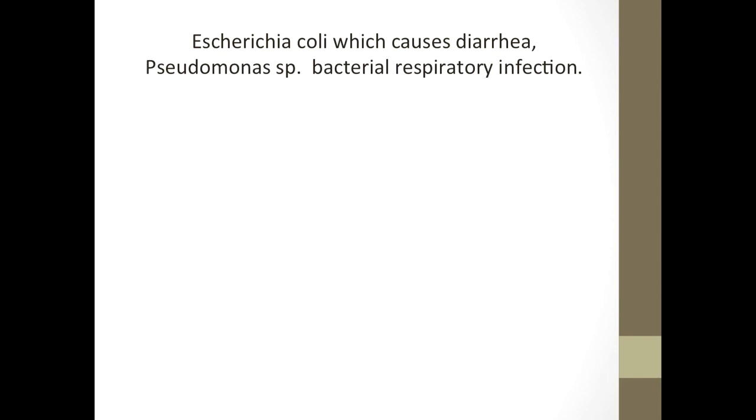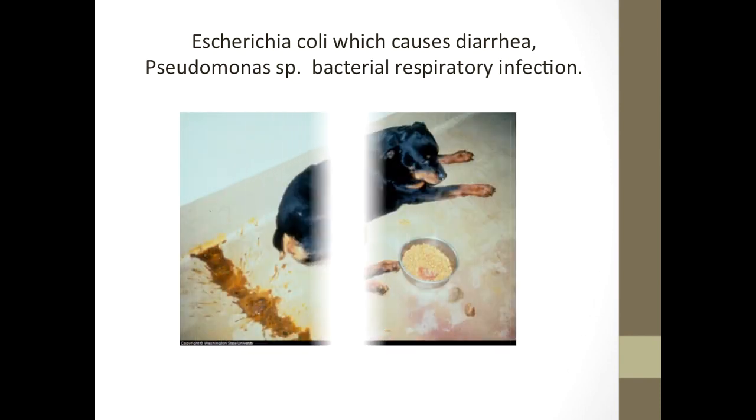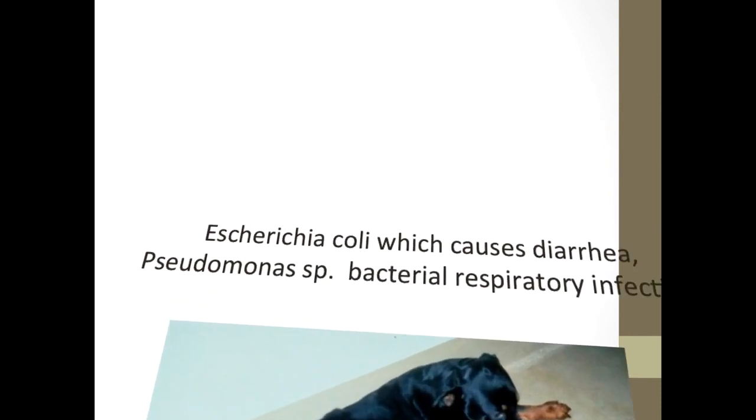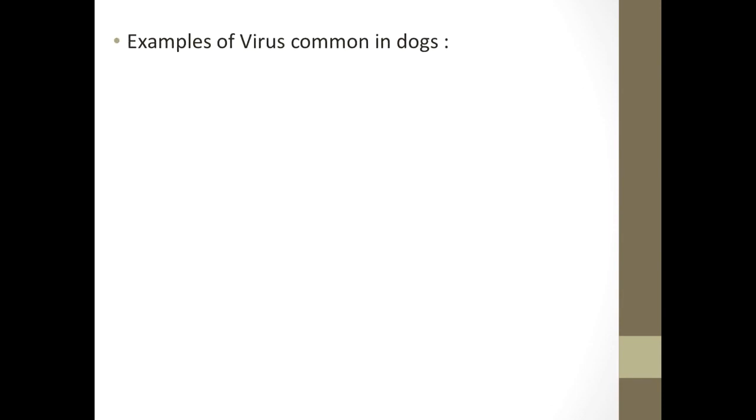Now, Pseudomonas is also a common bacteria that may be a contaminant, and it usually causes respiratory infection. It's usually the bacteria that causes the greenish tinge in your mucus, or when, let's say, you have a cold. Pseudomonas is a very common bacteria to be found in secondary bacterial respiratory infection. So just visual aid of a dog having diarrhea.